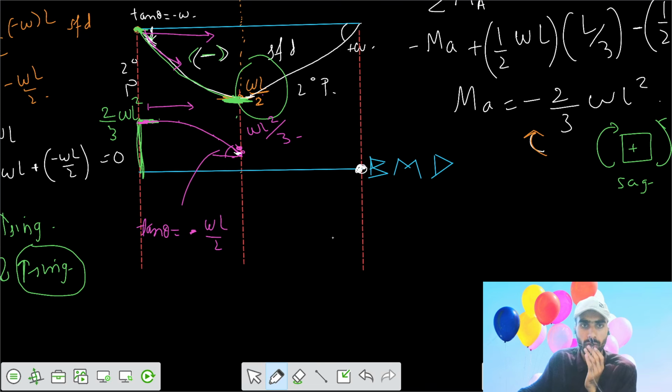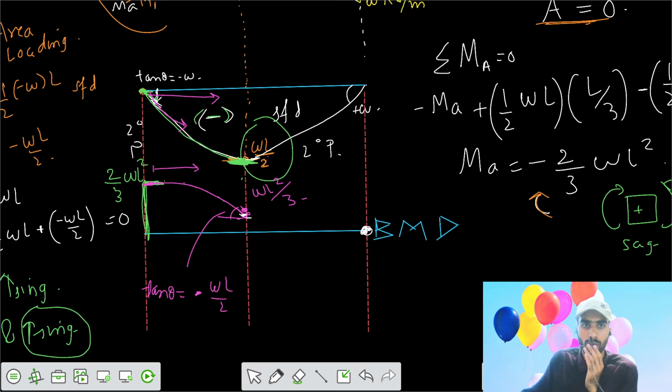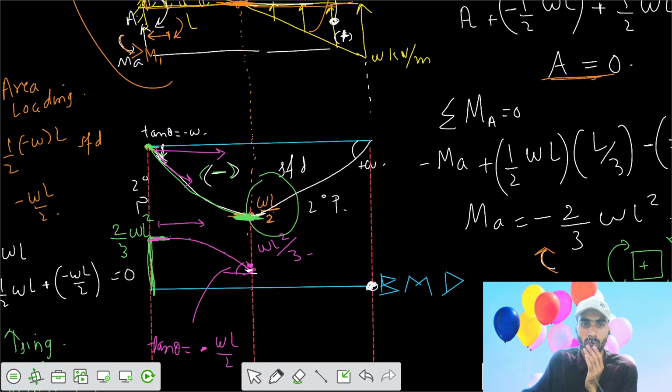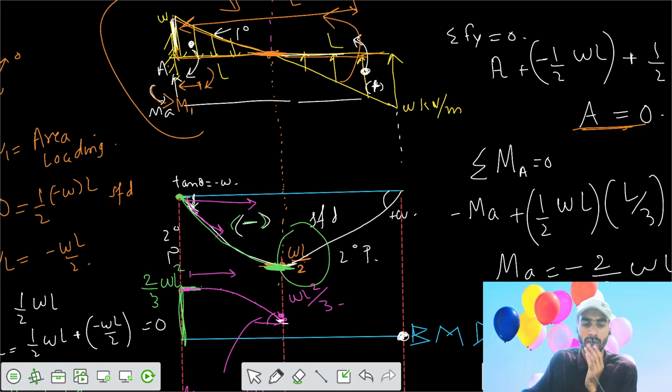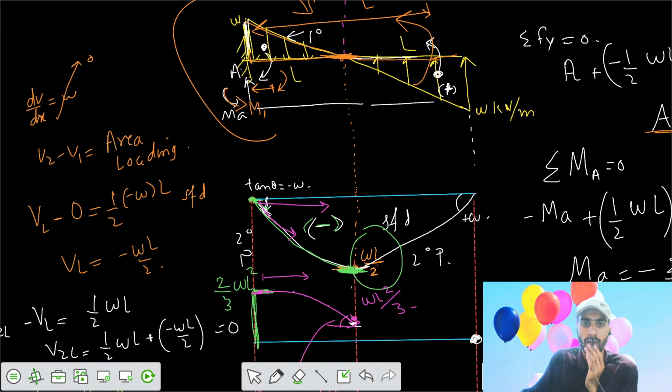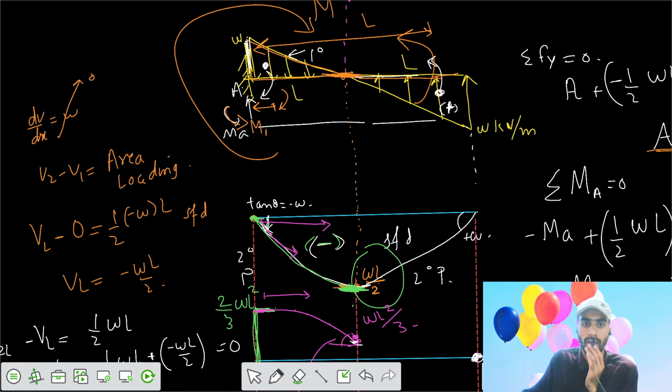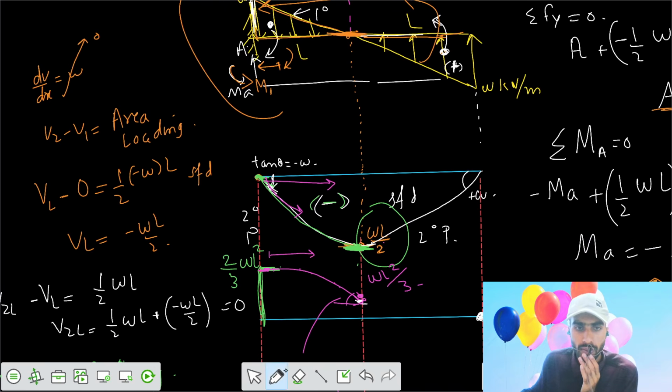Here we have WL square by 3. You have to join the two points. There is no critical point between the two, so there won't be any sudden change in the path. So at the mid part we have the slope equal to WL square by 2, negative.